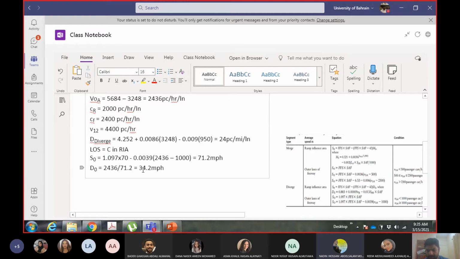Okay, this is density, right? So the unit is not passenger cars per mile, it is passenger cars per mile per lane.